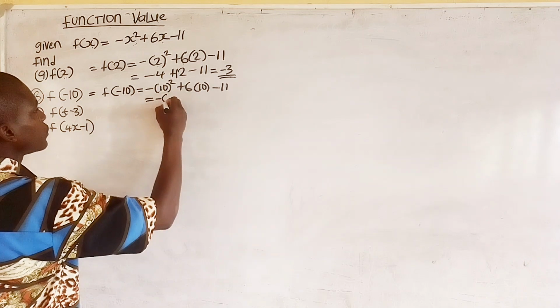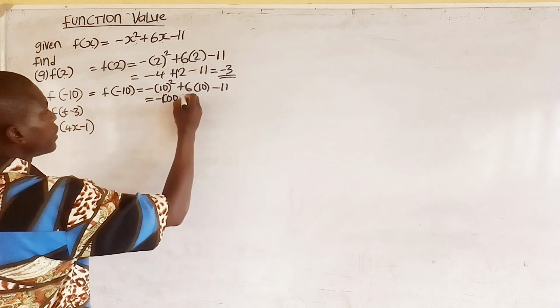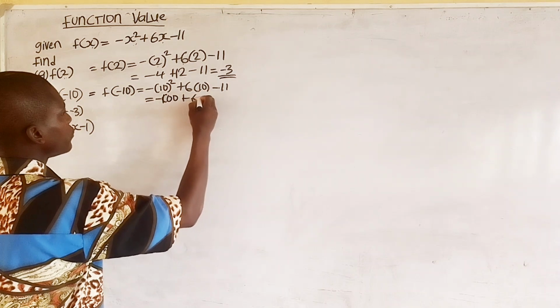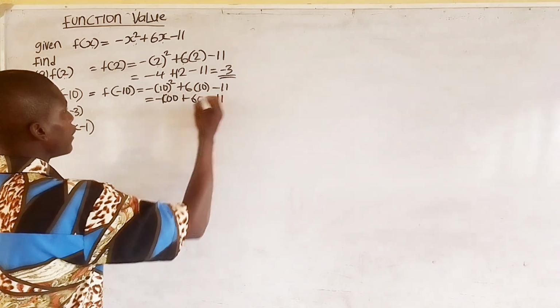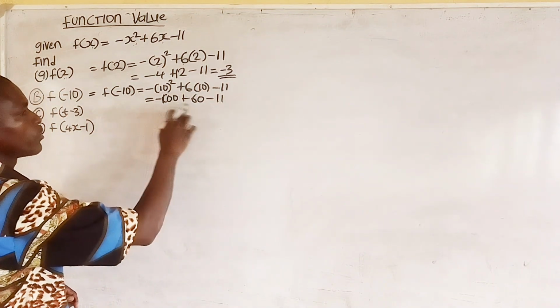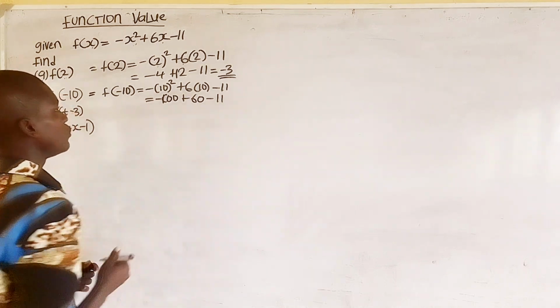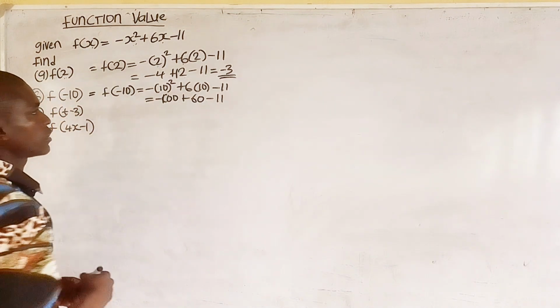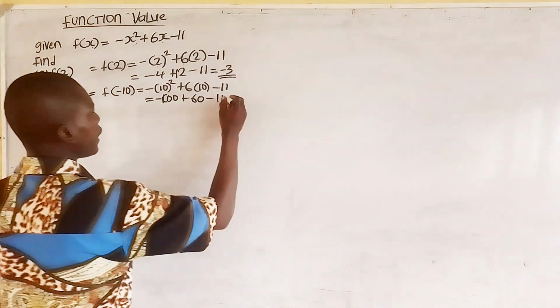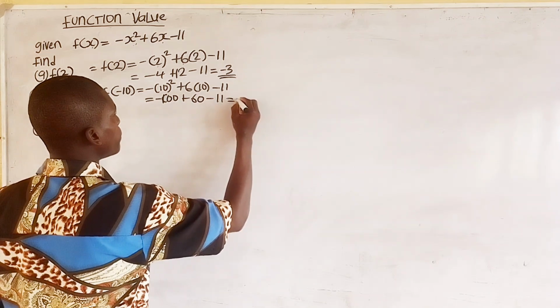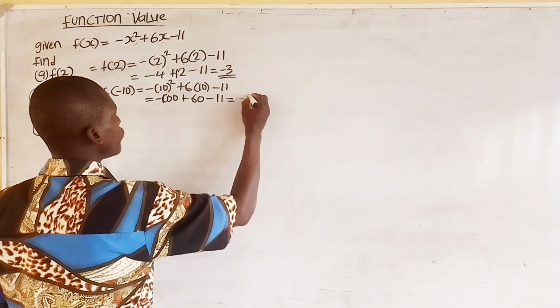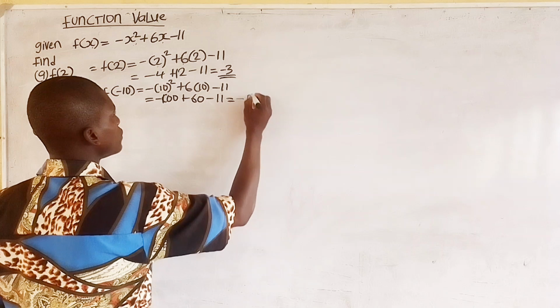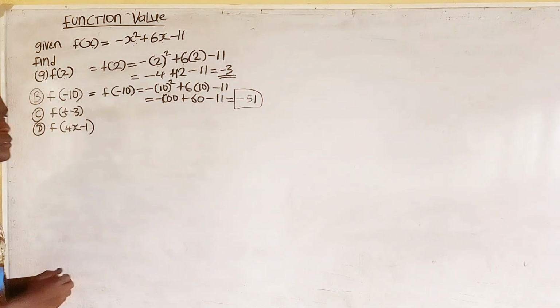minus 10 squared will give you 100 plus 6 times 10 will give you 60 minus 11. Minus 100 plus 60 will give you minus 40 minus 11. The answer will be minus 51. This is the answer.